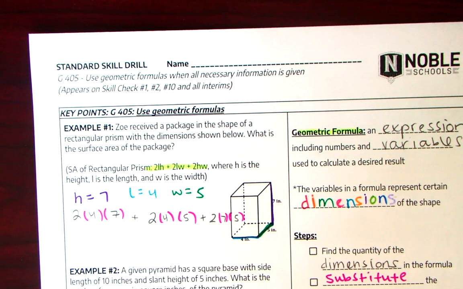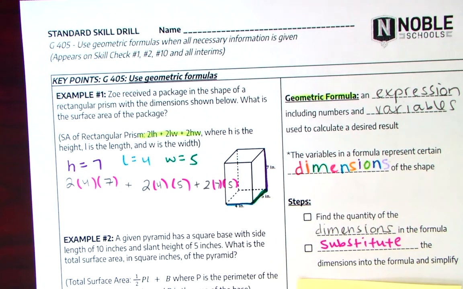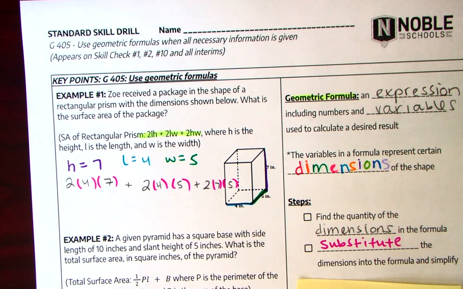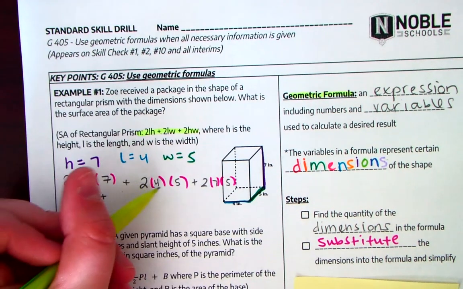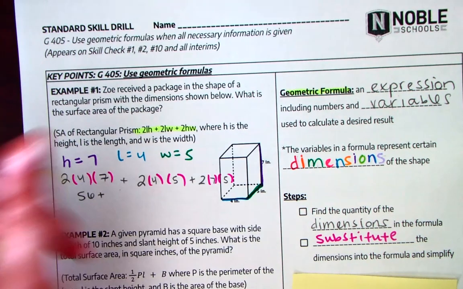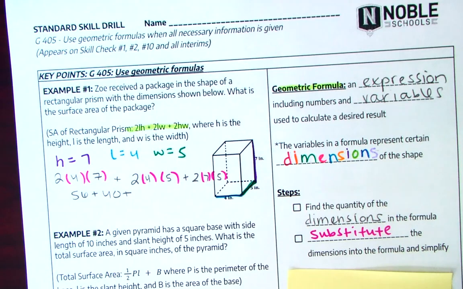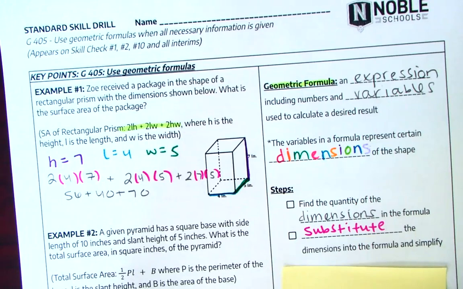Okay, then I'm just going to do the math on that. So I'm substituting into the formula, and then I'm simplifying. So I'm just going to actually calculate 2 times 4 times 7, which is, sorry, let me grab a calculator really quickly. Okay, 2 times 4 times 7 is 56. Plus 2 times 4 times 5, that's going to be 20 times 2 is 40. Plus 2 times 7 times 5 is 70. Okay, I'm going to add those 3 numbers up.